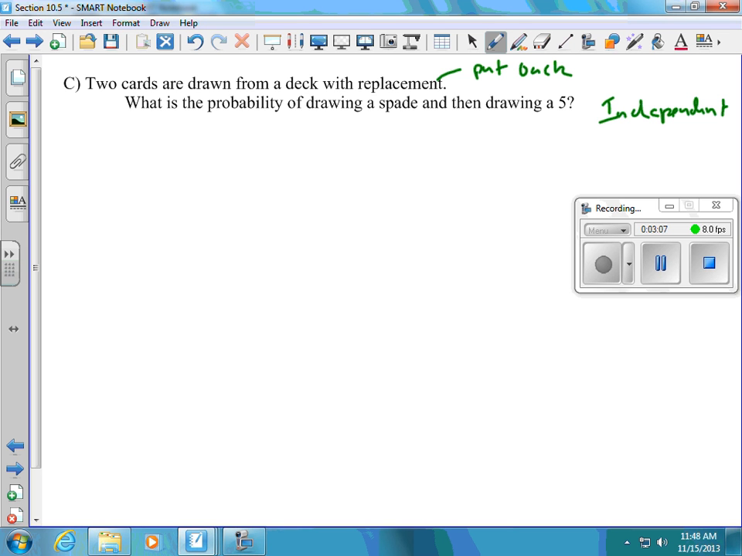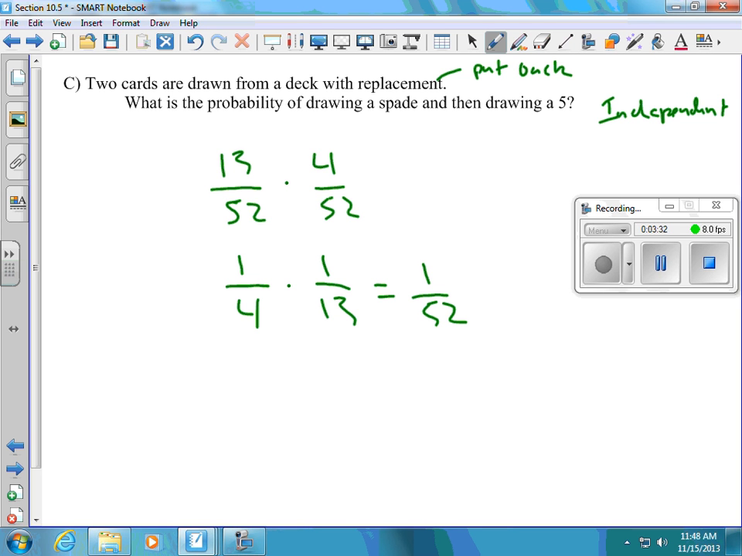So what is the probability of drawing a spade, then drawing a 5? Well, there's 13 spades out of 52 cards. And there are 4 5s in the deck, so 4 out of 52. Reducing these before we multiply, spades are 1 out of 4 suits. 5s are 1 out of 13 types of different cards. We multiply together, we have a 1 out of 52 chance of picking a spade then a 5.